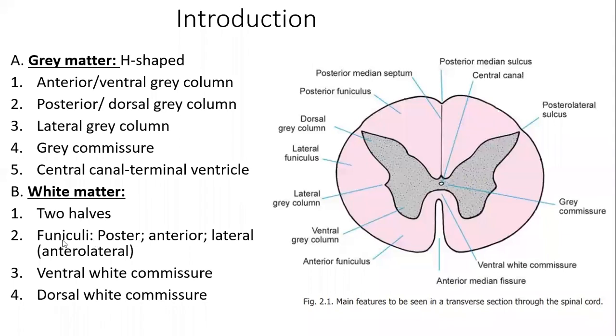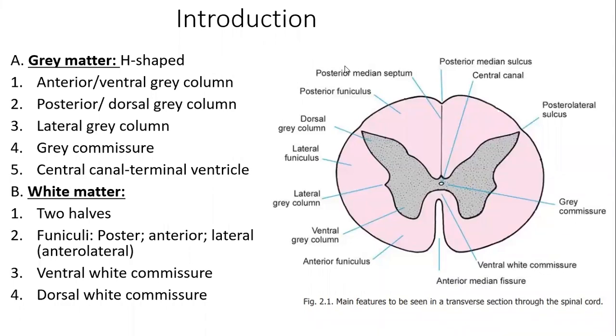Now, what is a funiculus? The parts of the white matter present between the different columns or horns of the gray matter and anterior median fissure anteriorly and posterior median septum posteriorly. These columns are called funiculi, or a single column is called funiculus. So we have at least 3 funiculi.